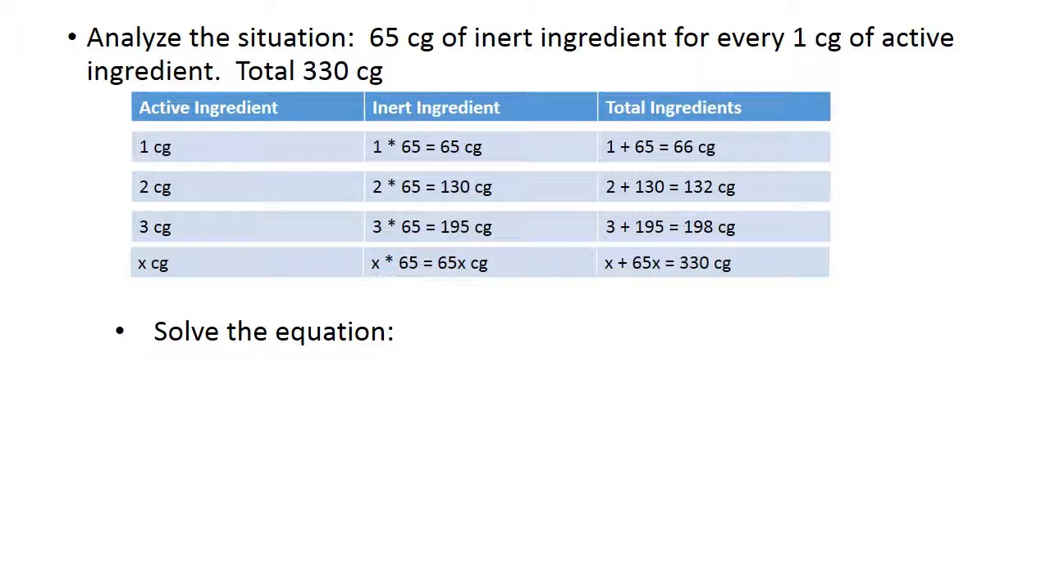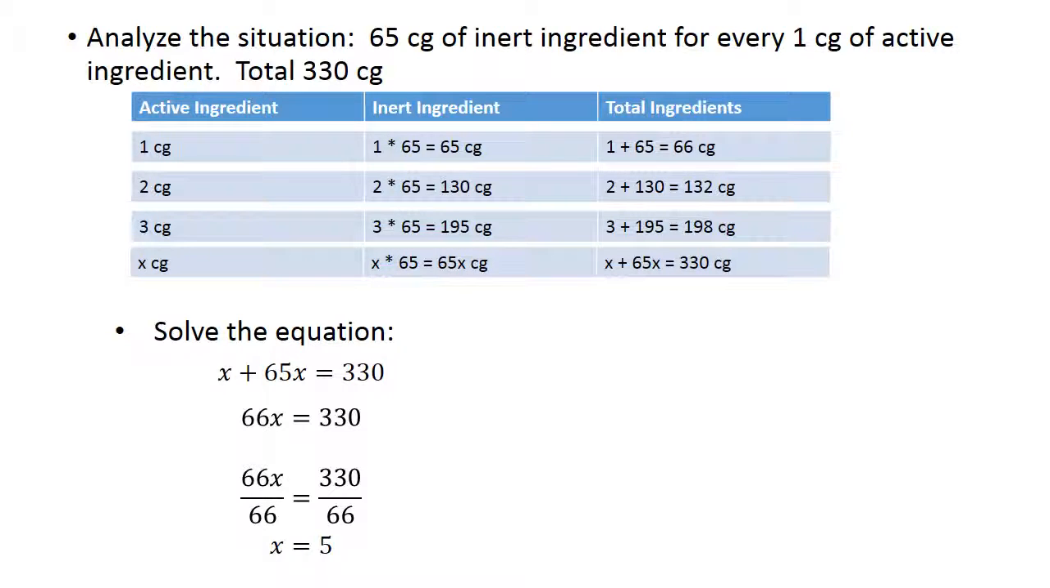Okay, now let's solve that equation. If we have x plus 65x equals 330, add your like terms, so x plus 65x will give you 66x. Divide both sides by 66, and x is 5.